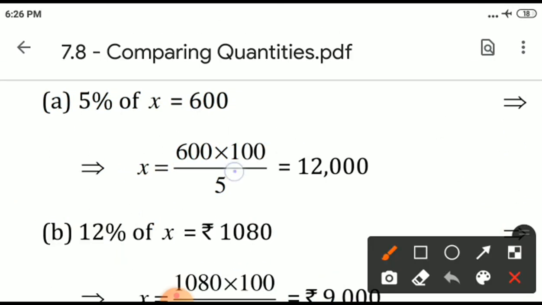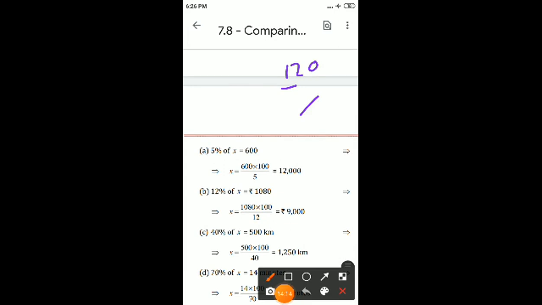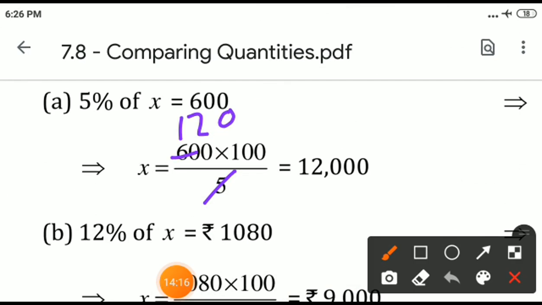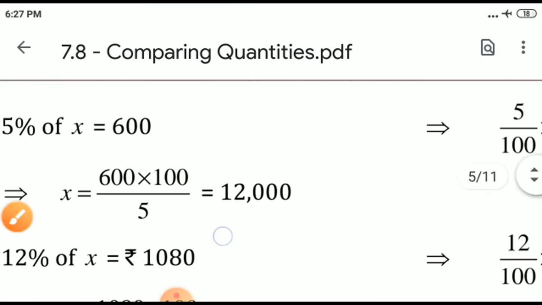What will be the answer here? 5 ones are 5, and so on. Suppose we can say here 12 5s are 60, and 1 zero more, and total 3 zeros will be there. Why 3 zeros? Yes, my dear student, you are right, 3 zeros because of this one only. Yes, correct. Now look at the next question.